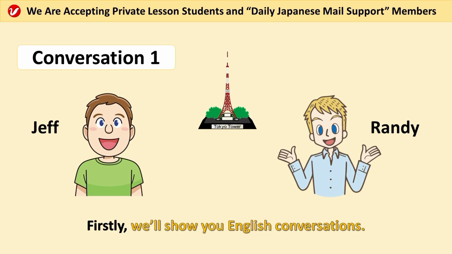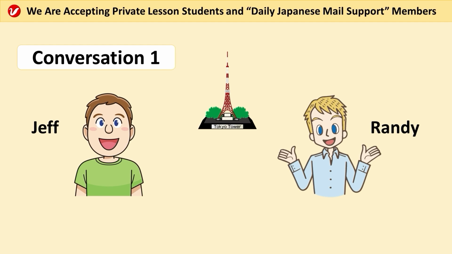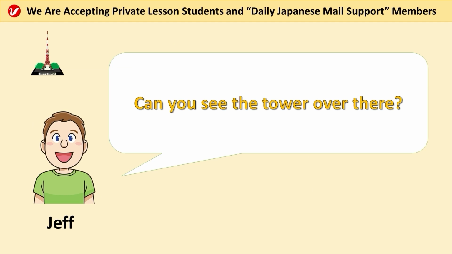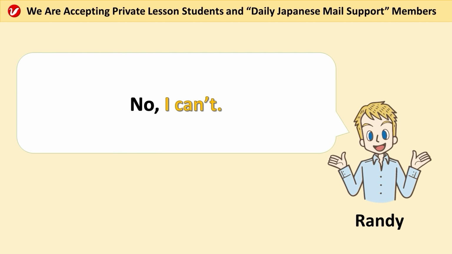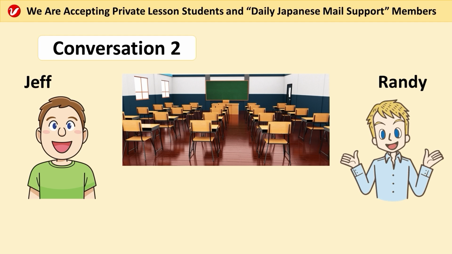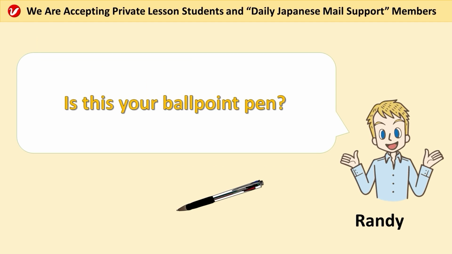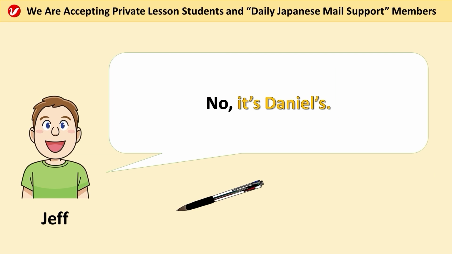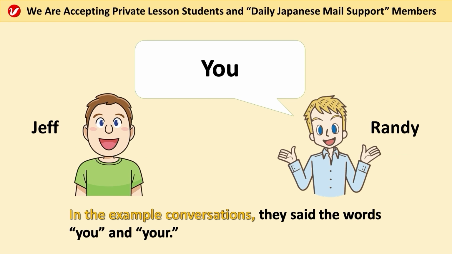Firstly, we'll show you English conversations. Conversation 1. Can you see the tower over there? No, I can't. Your eyesight is incredible. Conversation 2. Is this your ballpoint pen? No, it's Daniel's. In the example conversations, they said the words you and your.